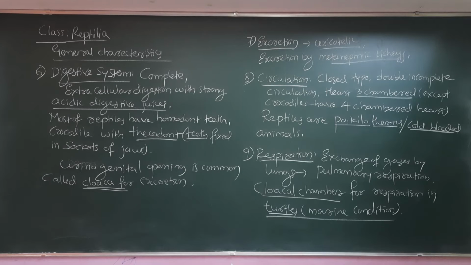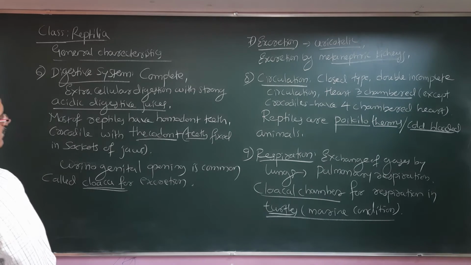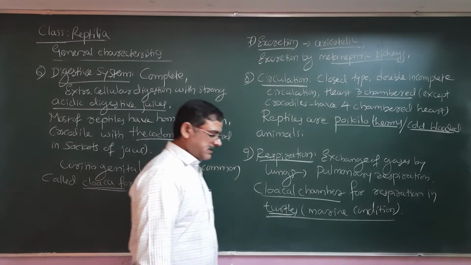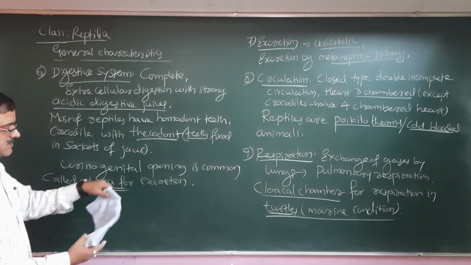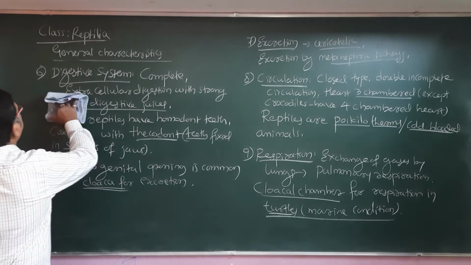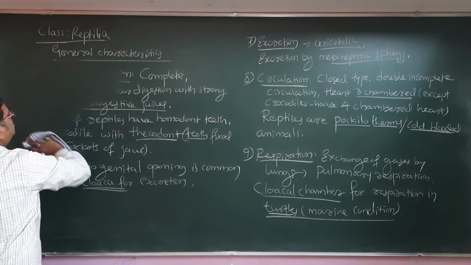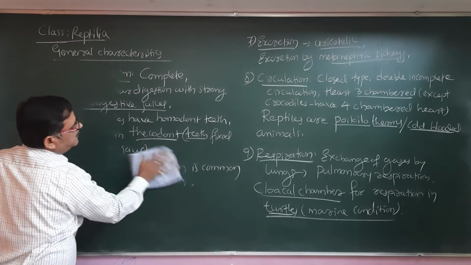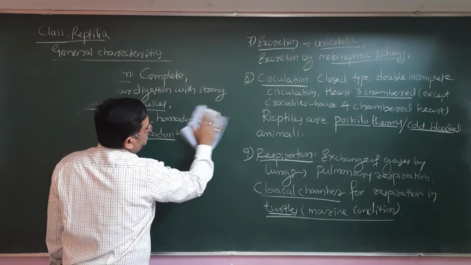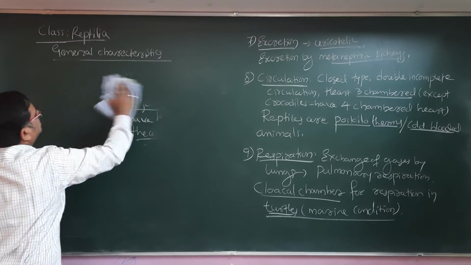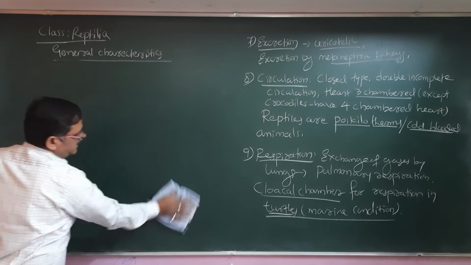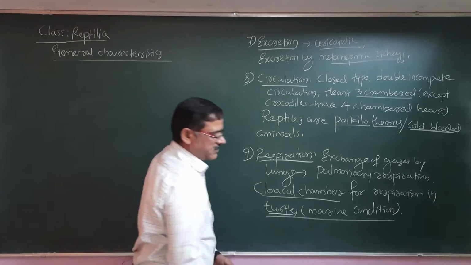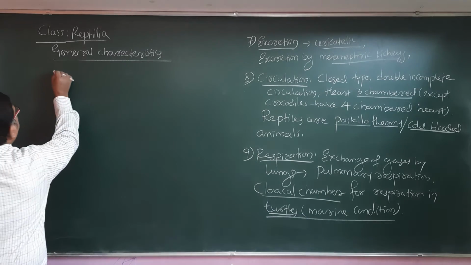What is the next important character after respiration? Let us understand their nervous system and sensory structures. We are done with digestion, excretion, circulation and respiration. Now we need to understand the nervous system as well as reproduction. Let us understand number 10.